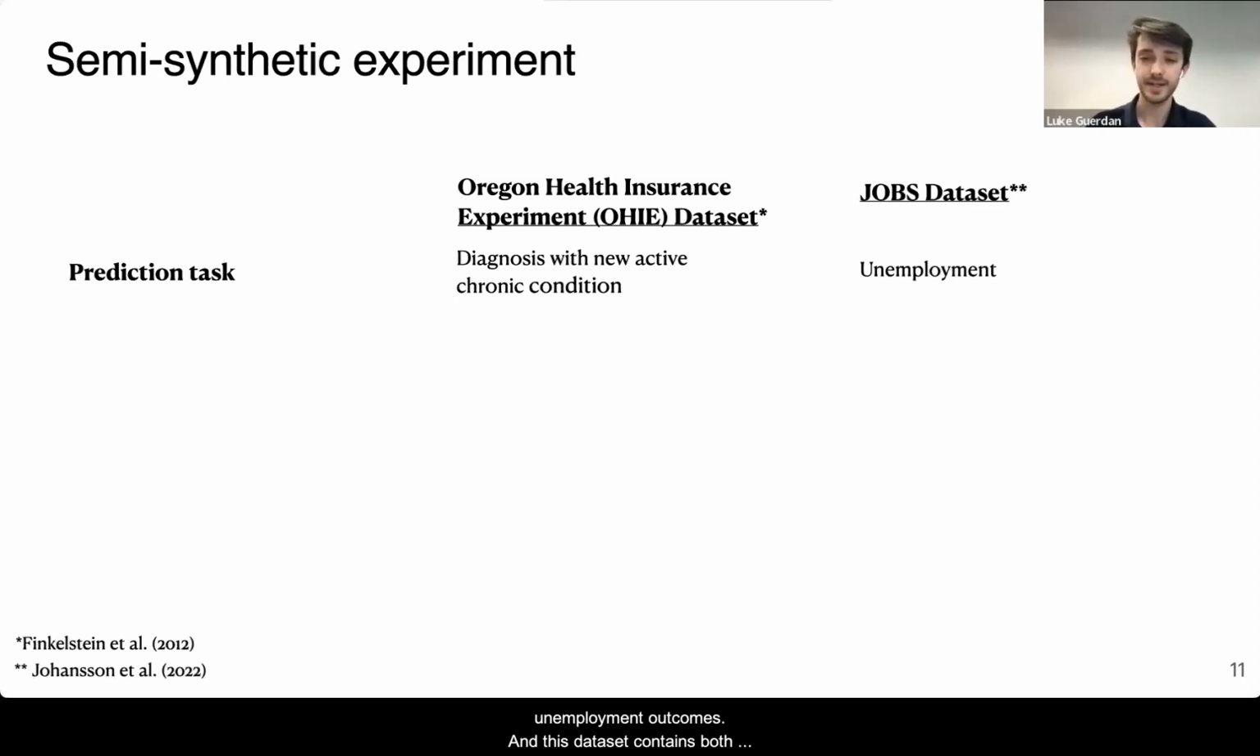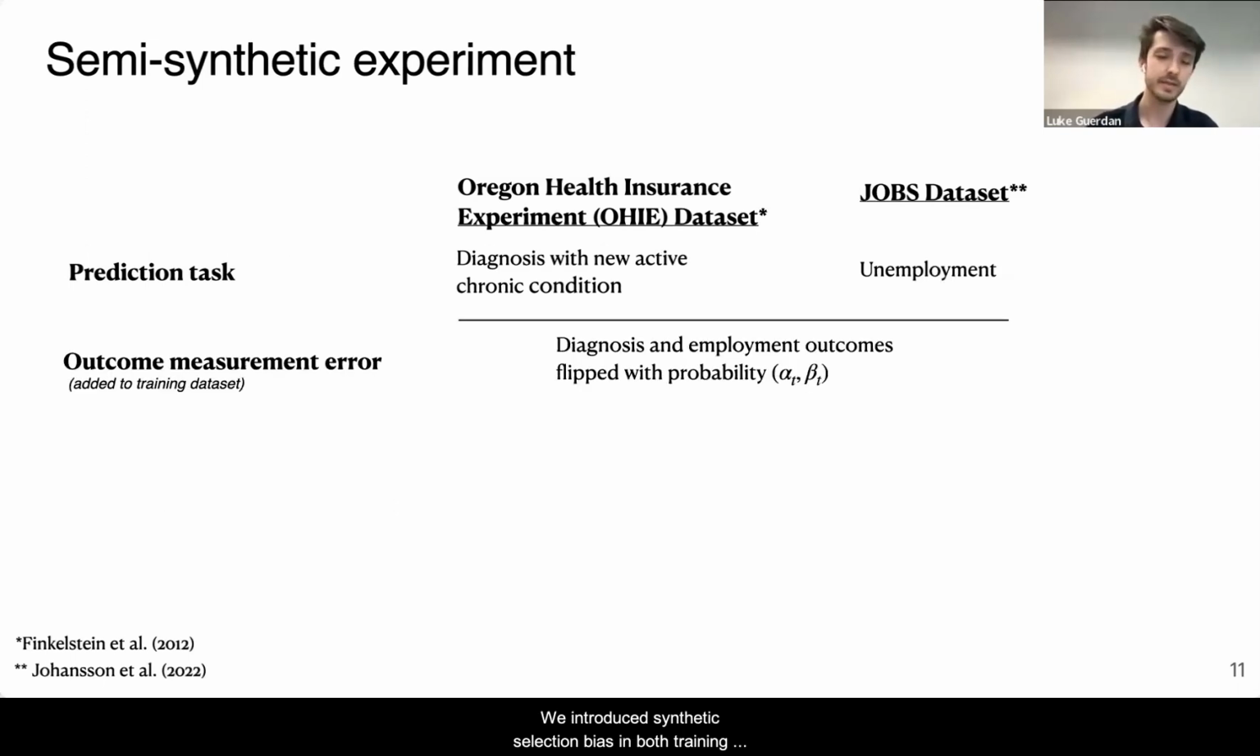And this data set contains both randomized and non-randomized cohorts. We predict unemployment under the various program enrollment options, conditional on covariates such as job history, demographic factors, and status in the training program. We introduce synthetic selection bias in both training data sets, as detailed in the paper, and we insert synthetic outcome measurement error by flipping diagnosis and unemployment outcomes with a known probability, alpha and beta.